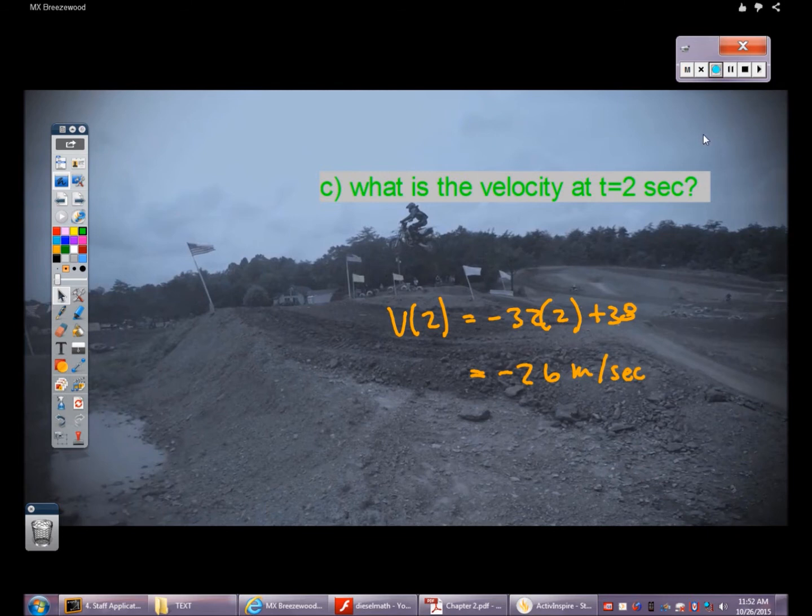Keep in mind, the equation I gave you, h of t, was measuring my height. So this is my velocity in terms of height. And it's negative because on that original parabolic flight path, I was originally flying up and then flying down. So now I'm coming downward at a rate of negative 26 meters per second.